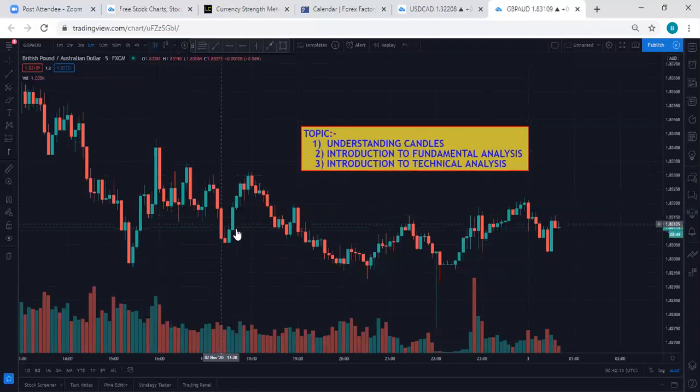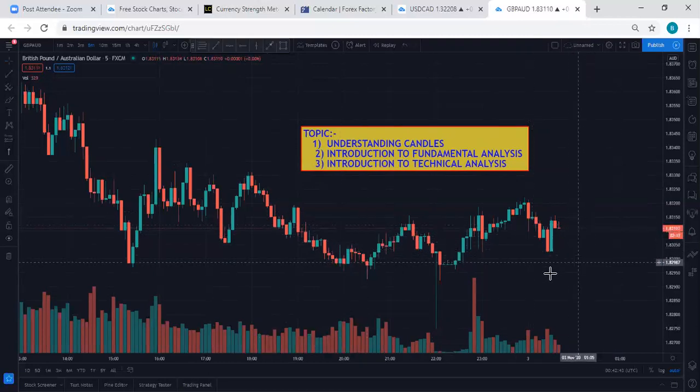So what are candles? Candles are actually instruments in the market that is used to measure price movements from one point to another within a particular period, or within a particular time frame. Now, let me explain that definition.